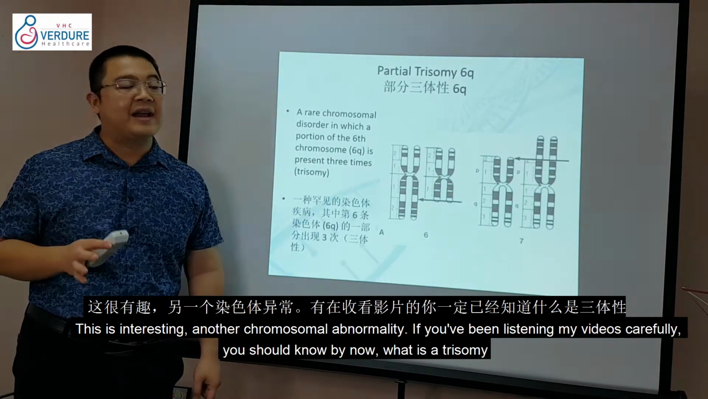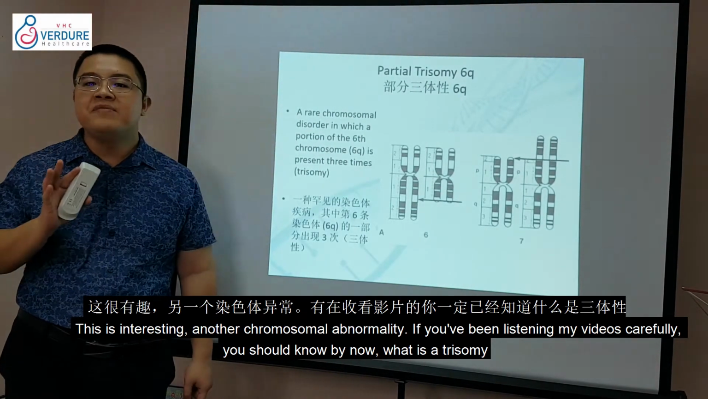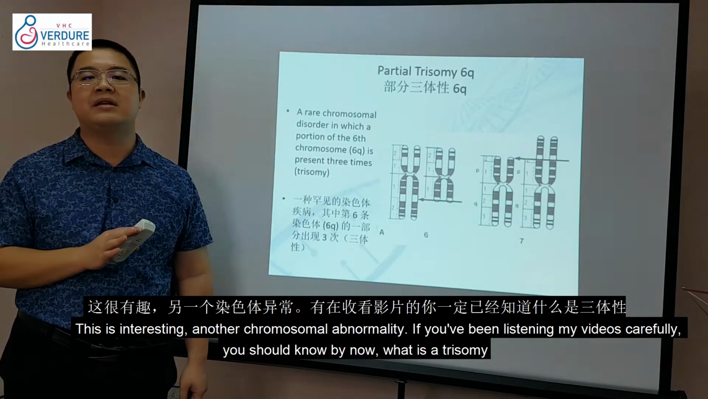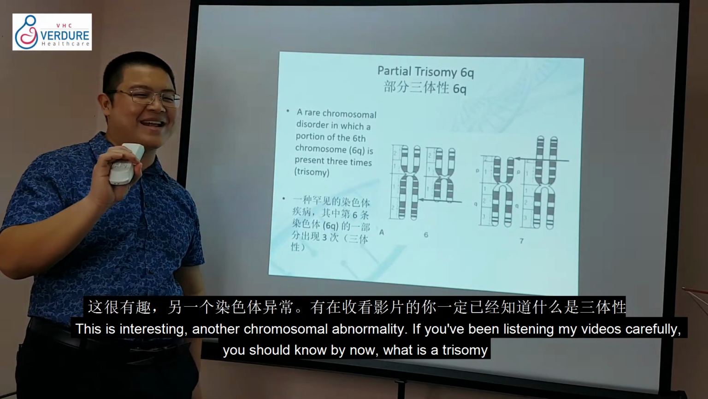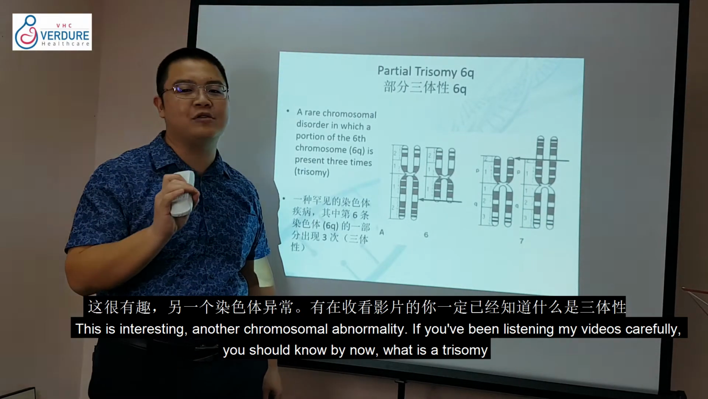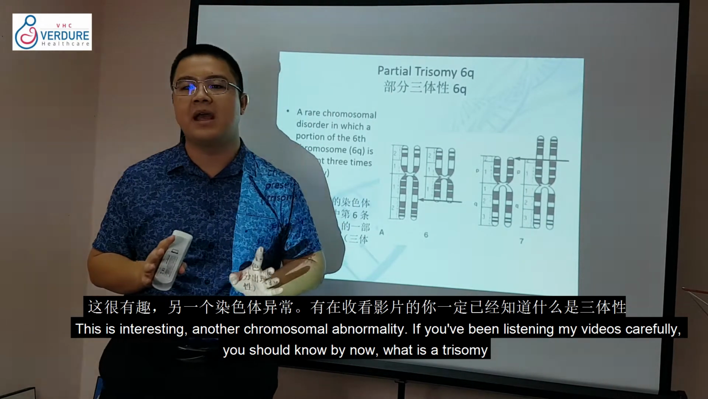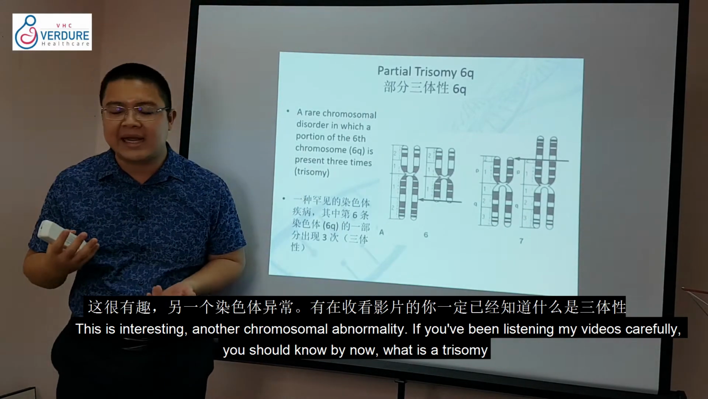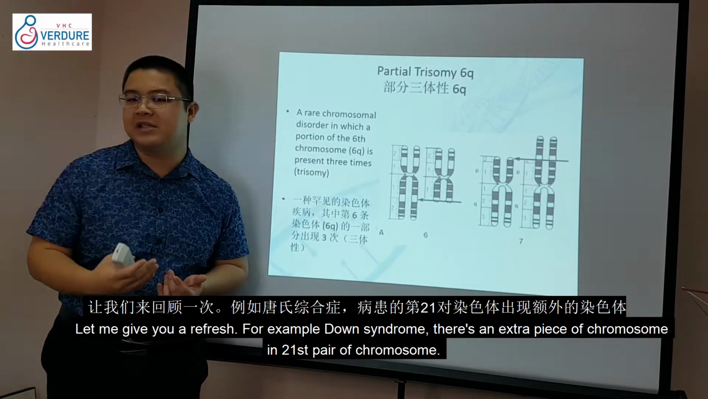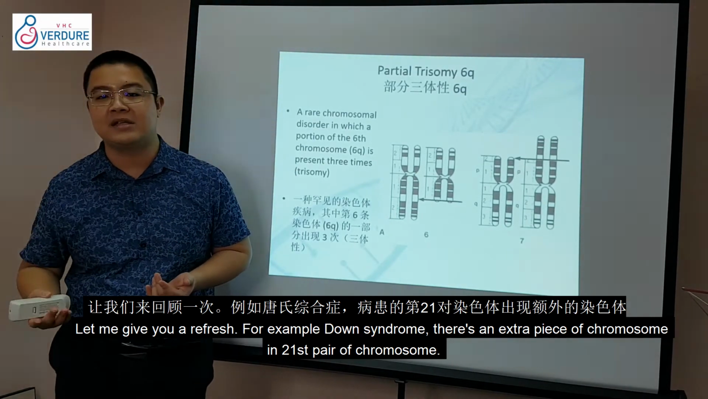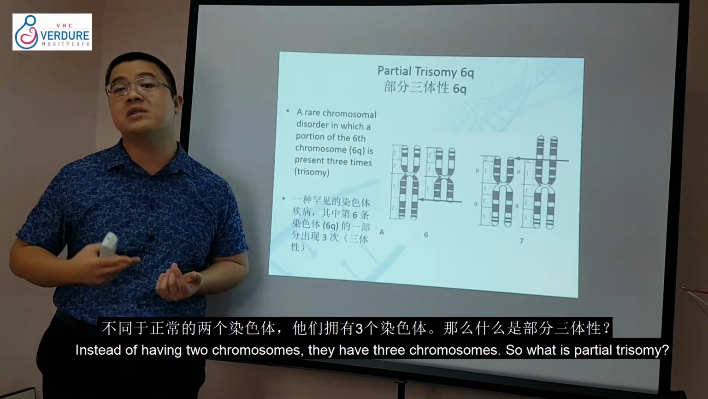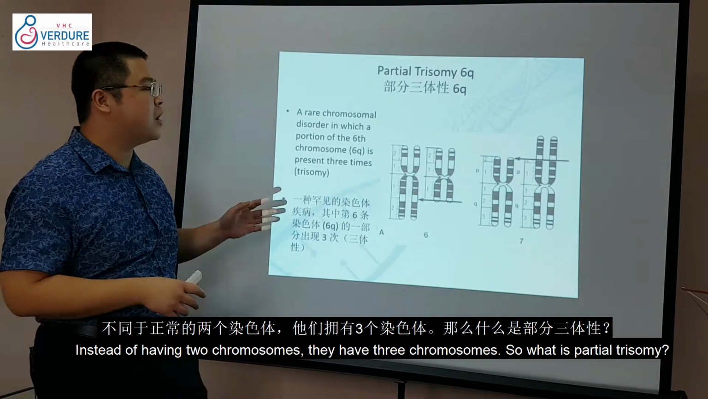Anyway, now this is interesting. Another chromosomal abnormality. And if you have been listening to my lessons previously, by now you should know what trisomy is. Let me give you a refresher anyhow. For example, Down syndrome. On the 21st chromosome, there is an extra piece. So instead of only 2 chromosomes, there are 3 right now.